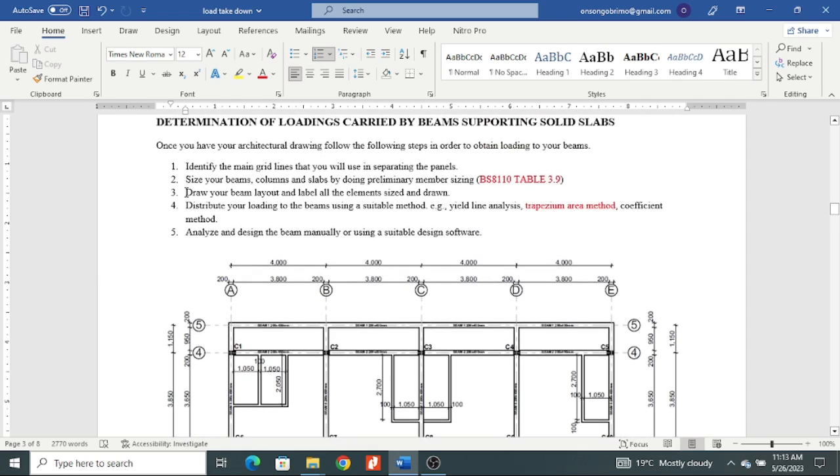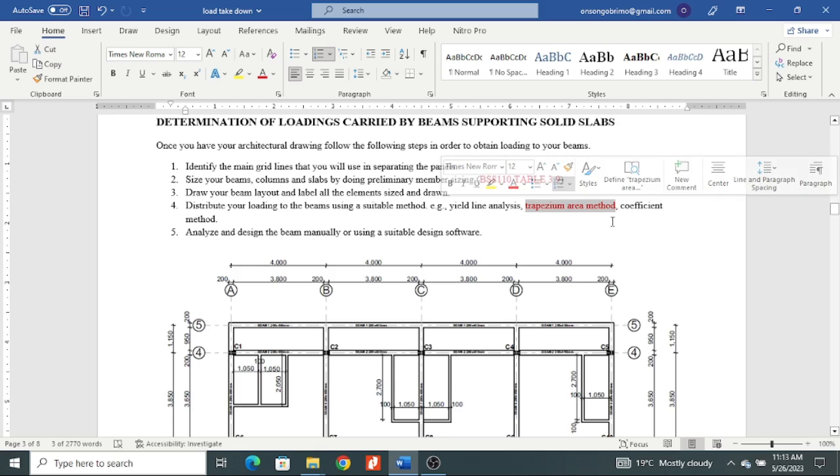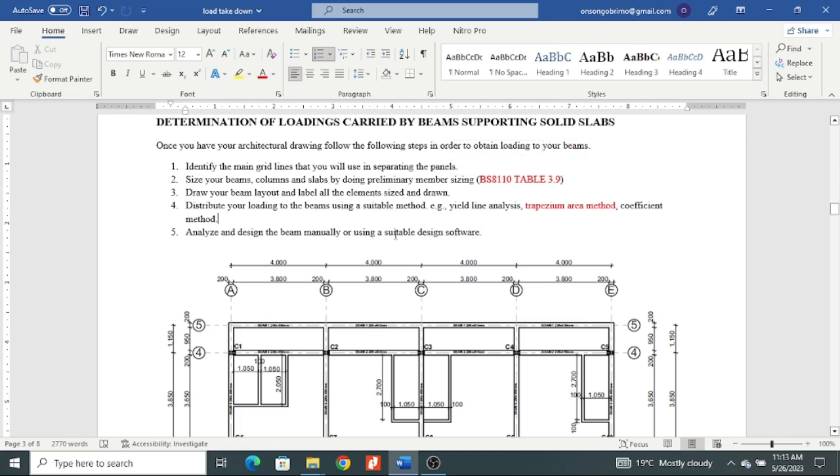And after doing the labeling, you distribute your loading to the beams using a suitable method. You can use the yield line analysis, you can use the trapezium area method, you can use the coefficient method, or any other approved method from your code. But the commonly used is the trapezium method for regular shaped slabs, that is square and rectangular slabs, or the coefficient method as stated in the British code that we have stated above.